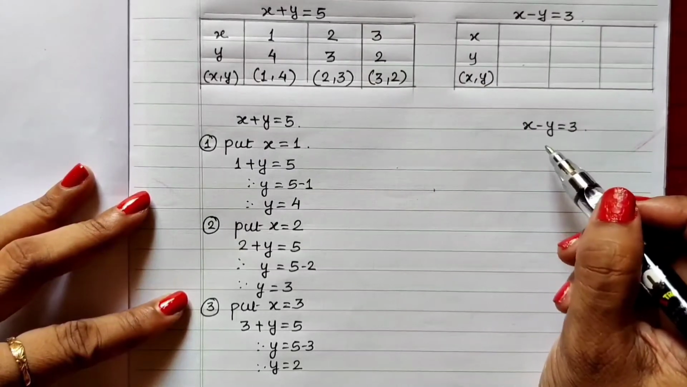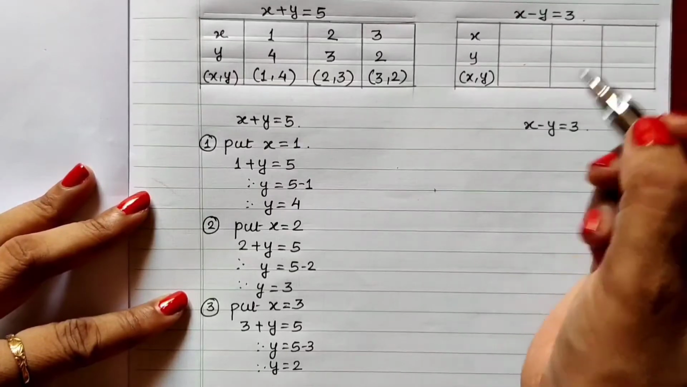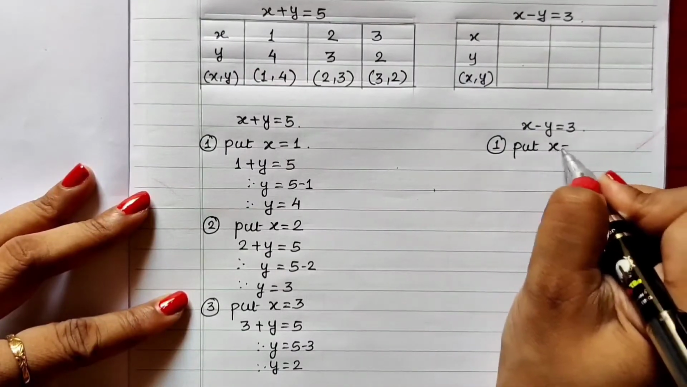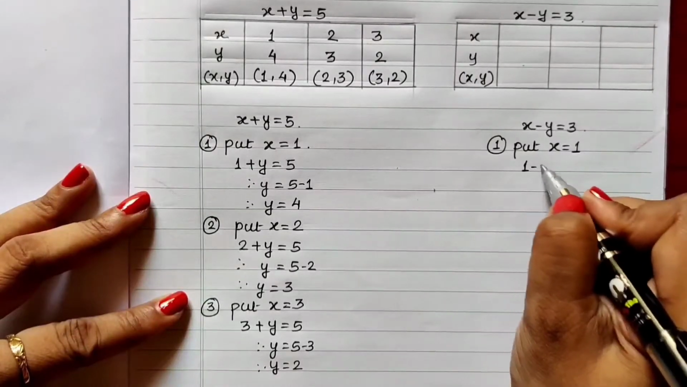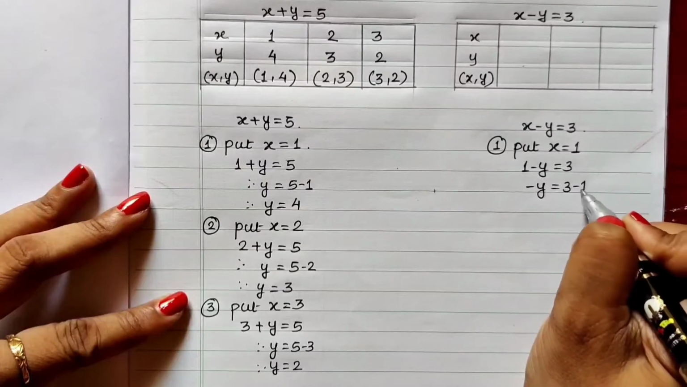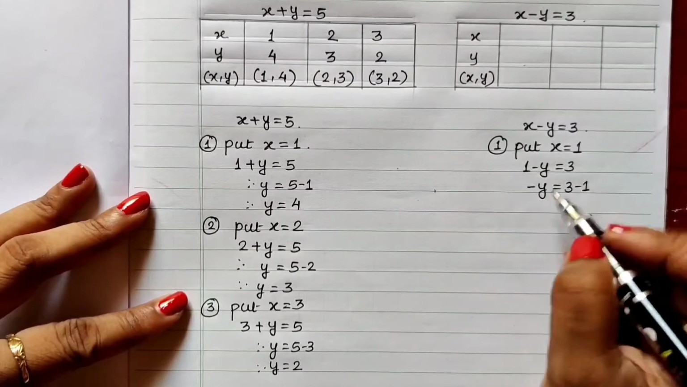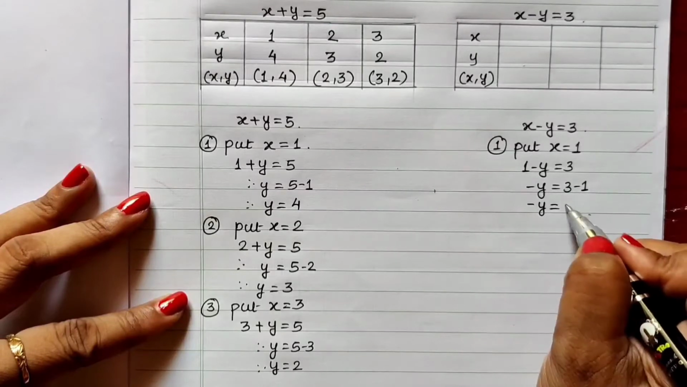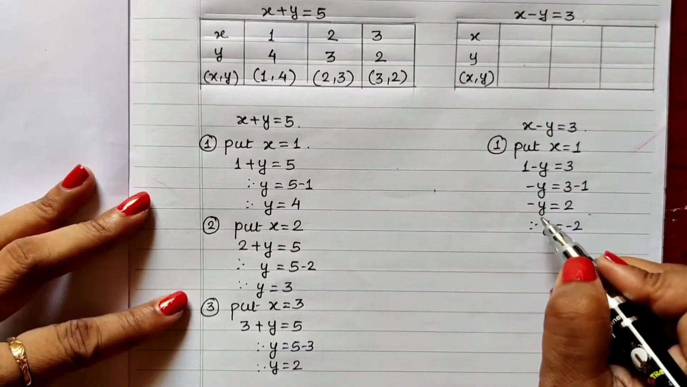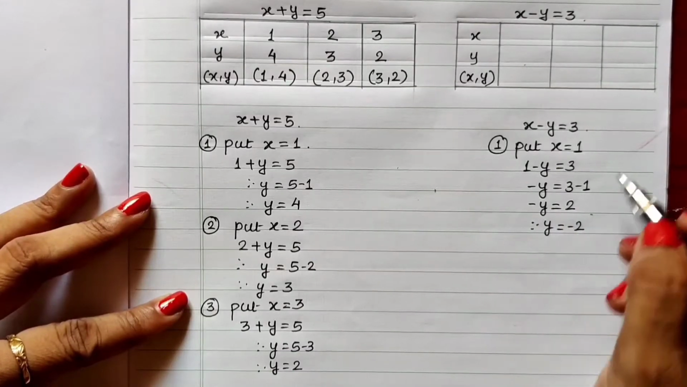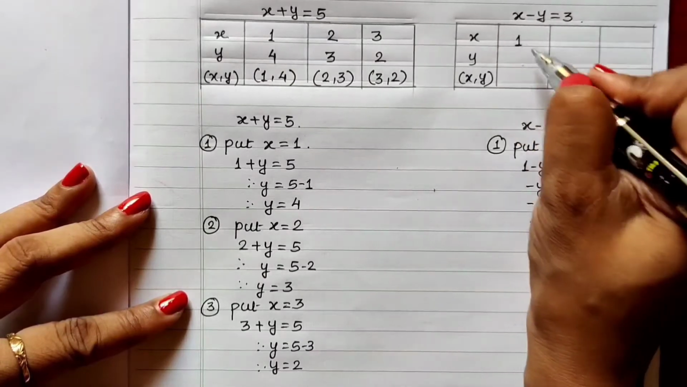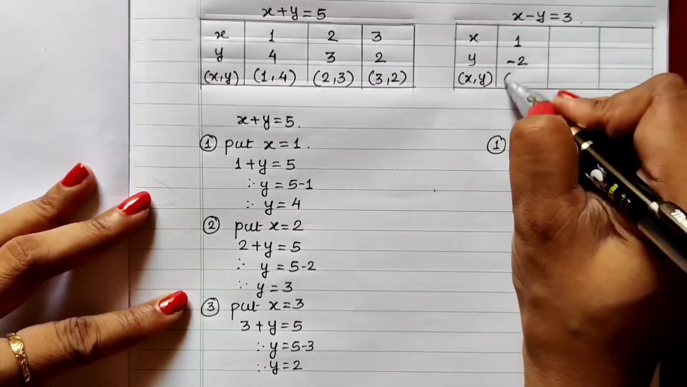Similarly, we will be solving the second equation, x minus y is equal to 3. Let us take the first value of x. Put x is equal to 1. So 1 minus y is equal to 3. Minus y is equal to 3 minus 1; this plus 1 we transfer, it becomes minus 1. Minus y is equal to 2 and therefore y is equal to minus 2. When a minus sign is there on the variable, we will have to shift it to the other side. So when x is equal to 1, we get y is equal to minus 2, so the coordinates are 1, minus 2.